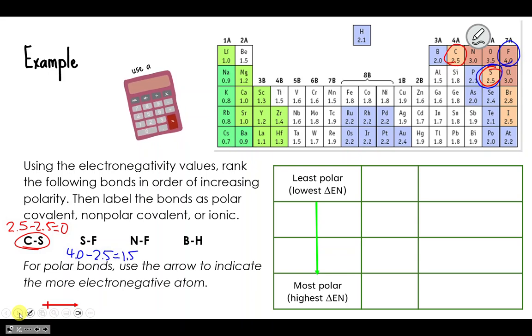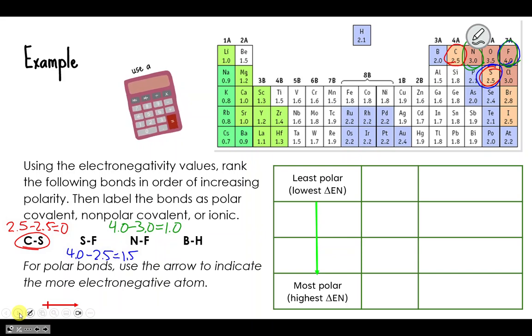Then I would come over here, look at, I have N, and I have F. So 4.0 minus the 3.0 gives me 1.0. Like so, we're just looking for the difference between the two numbers.